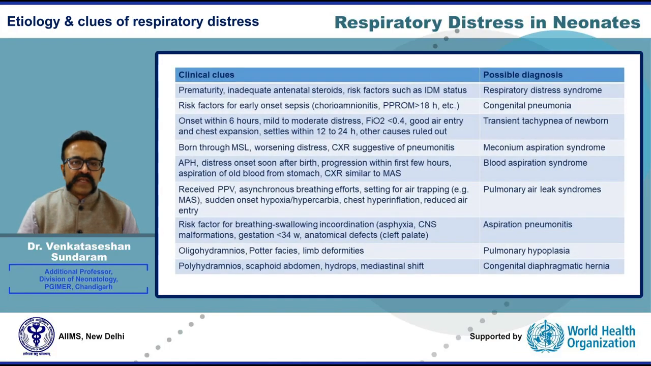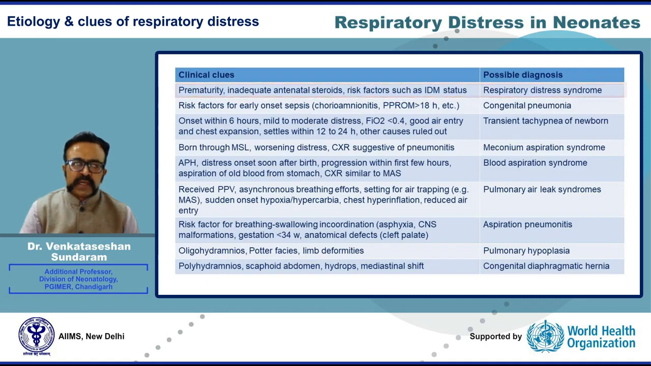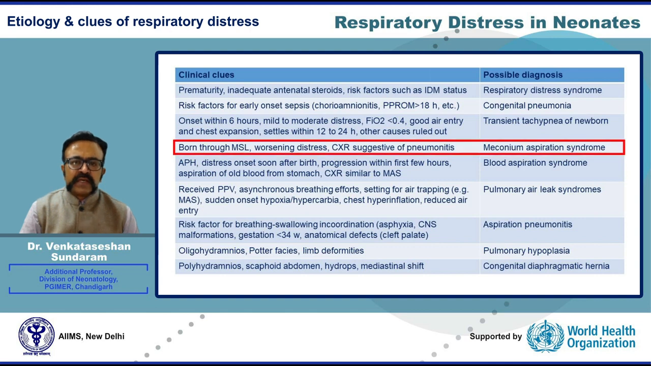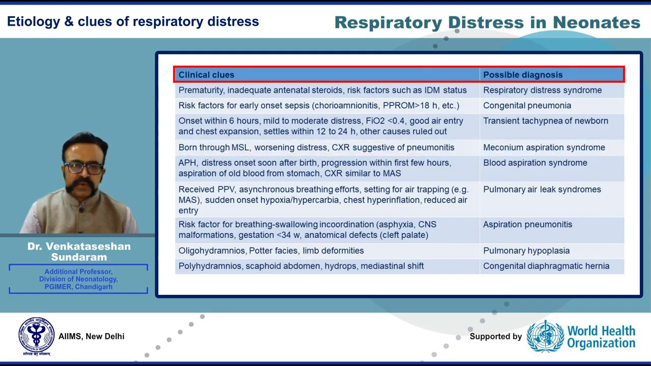This busy slide tells you about the common etiologies for distress and certain clues which can help to understand the etiology. For example, a premature neonate with distress with history of inadequate antenatal steroid coverage or with a history of diabetes mellitus in the mother should make you think of hyaline membrane disease, better termed respiratory distress syndrome, as a likely etiology. Similarly, a term newborn with distress born through meconium stained liquor and whose chest X-ray is suggestive of diffuse atelectasis will make you think of meconium aspiration syndrome.